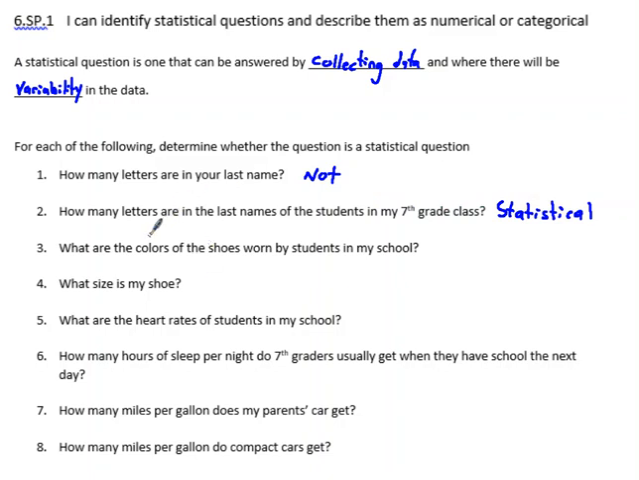because we are collecting data from everyone in the class and they will have different answers depending on how long their names are. What are the colors of the shoes worn by students in my school? That is a statistical question. We are collecting data, and that data will vary depending on the shoes. What size is my shoe? That is not a statistical question because it has a single answer. This is the size of my shoe.